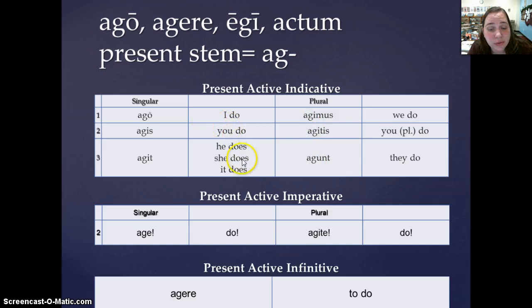So I do, you do, he, she, or it does, so on and so forth. Our present active imperative, we have our present stem plus e, so age, do, plural agite, do, but more than one person. And then, of course, our present active infinitive is always the second principal part. There it is. So agere, to do.